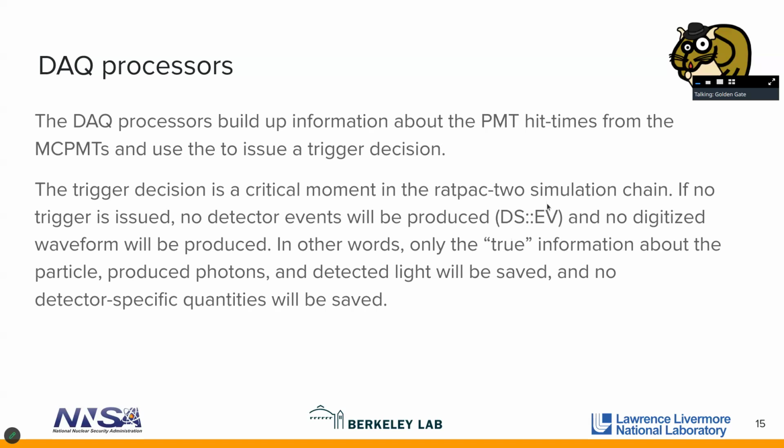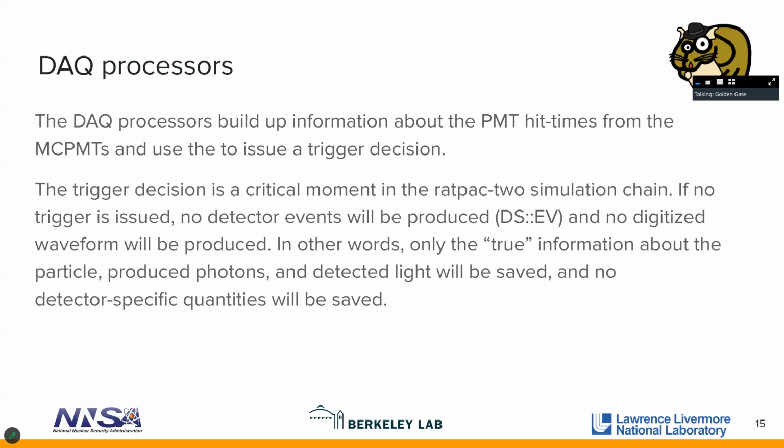Go back to Tony's talk. There's the true Monte Carlo part of the data structure, and then the event part of the data structure. And if no trigger is issued, nothing in the event part of the data structure will be filled, and nothing downstream of that event data structure will be filled. All of those things rely on a trigger being issued, basically a signal telling your detector that it should produce that event information. And that includes things like the digitized waveforms that we just heard about. There will be no digitized waveforms produced unless you actually have a trigger.